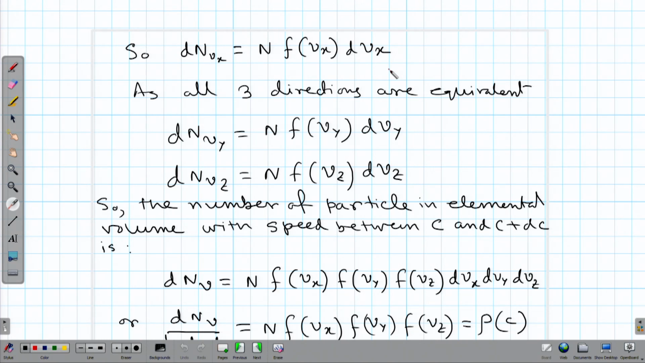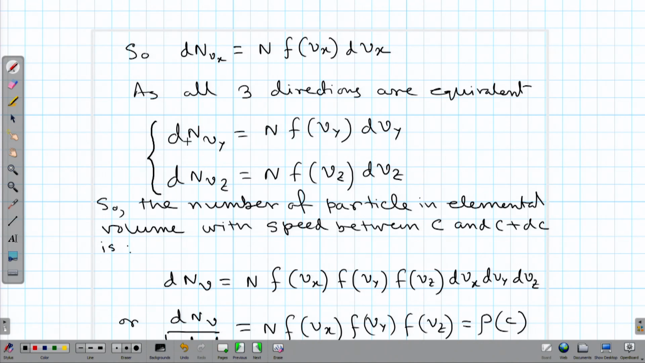We say that all three directions are equally probable. So, that is to say, there is no preferred direction in this gas assembly. So, if this is the rule for the x direction, the same rule should apply for the y and z directions as well, right? So, we can write two other equations, identical relations for dnVy and dnVz as well.